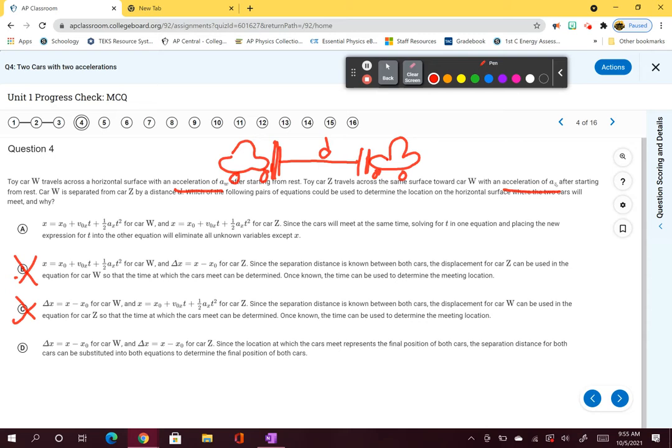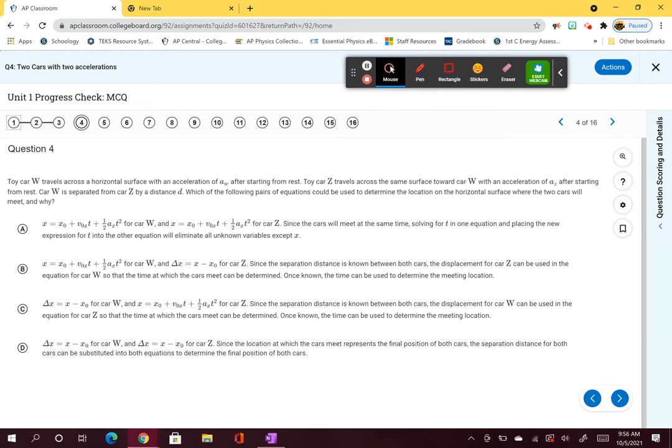And then D just states you're just using displacement. That doesn't work because, again, you have to take the acceleration and the time into account. There's too many other variables in the mix. So it has to be A. Okie dokie. Next question.